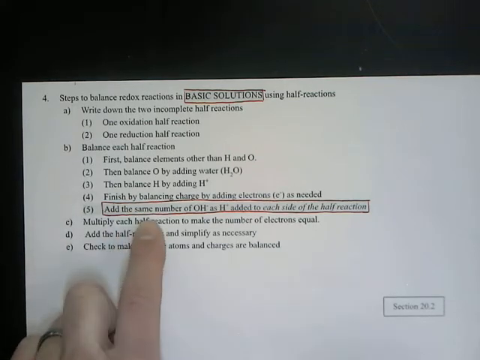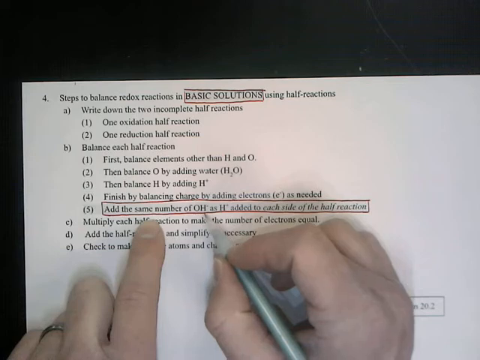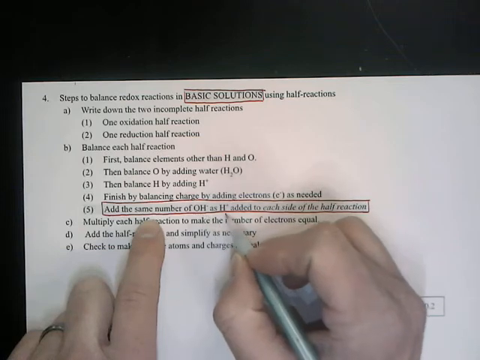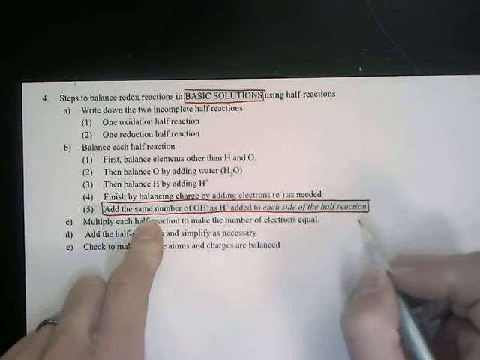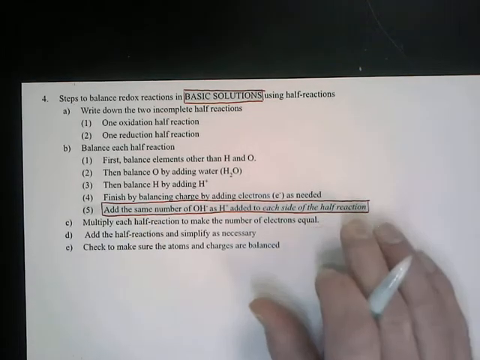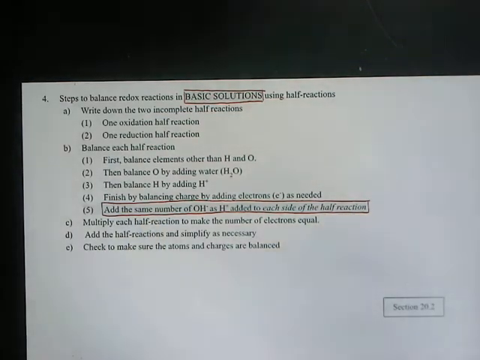It's kind of a weird step. And it says add the same number of OH minuses as H pluses added to each side of the half reaction. Now, again, that's kind of a weird step to see in our steps, but it will be shown in our example on the next page. Now, the remaining steps are the same. The only difference is we add in, hey, that OH minus has to be in our equation. And again, I think it's kind of a weird step, but we'll see how this works out.